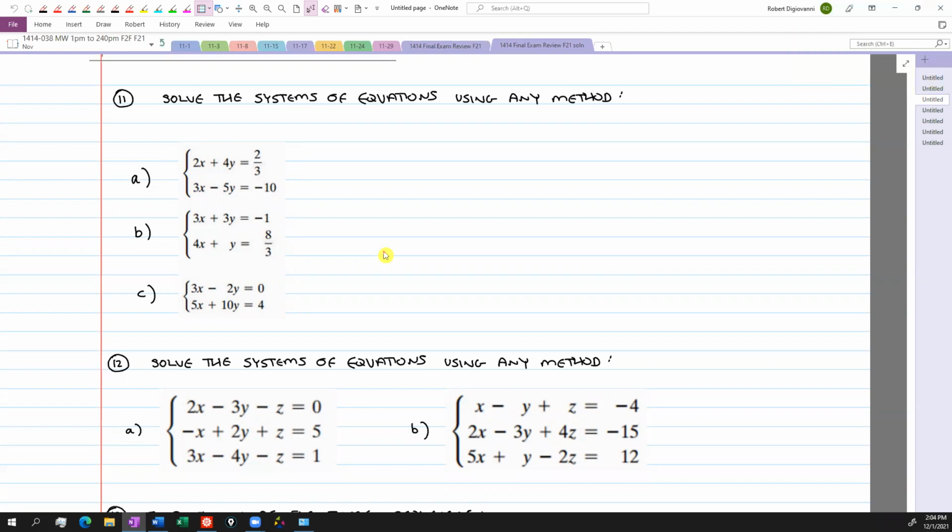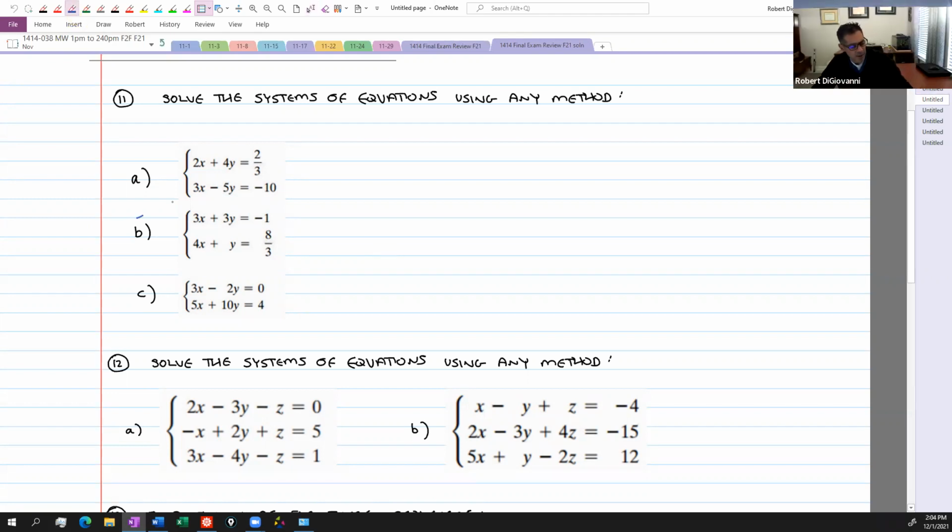I'd probably use matrices. Matrices? All right, let me just pick one of these. I'm just going to pick one randomly here. I'm going to do this. I'm going to solve this system, and I'm going to do it with matrices.